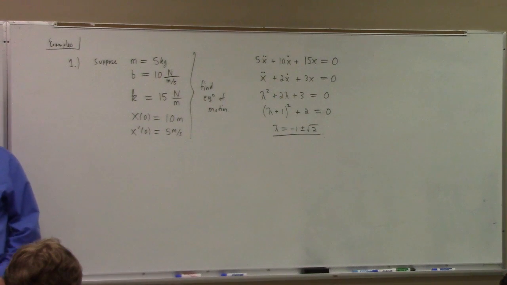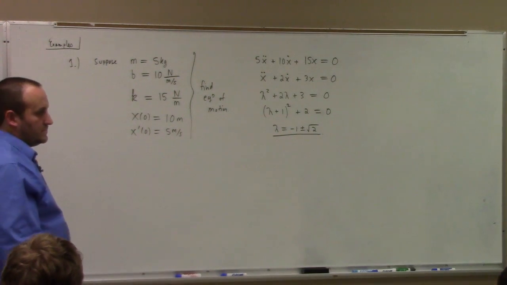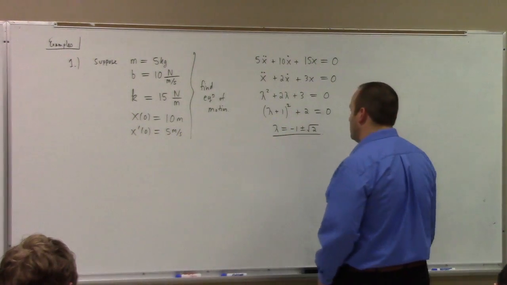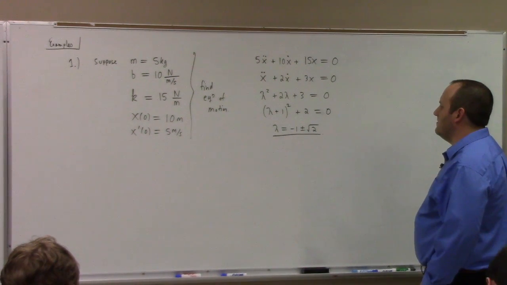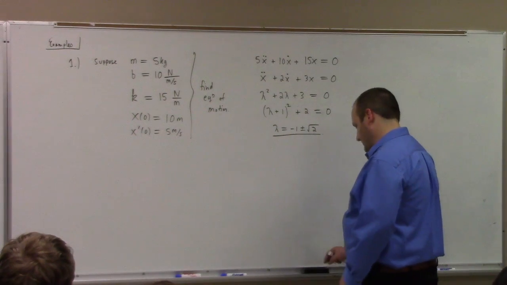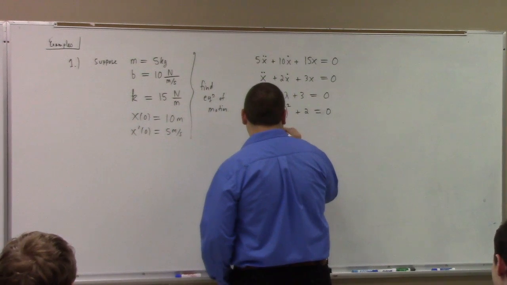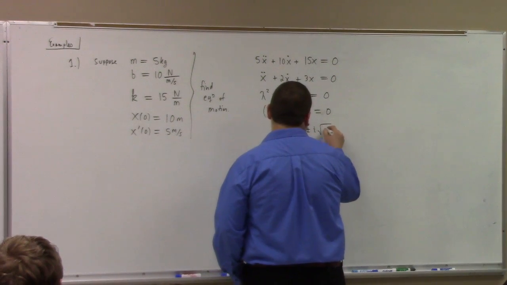If you believe me, those should both be negative. Are they? One of them's positive. That's not cool. Oh, I'm an idiot. You're like, we knew that already. Hey, that's not nice. Be nice. So lambda is equal to minus 1 plus or minus i times the square root of 2.